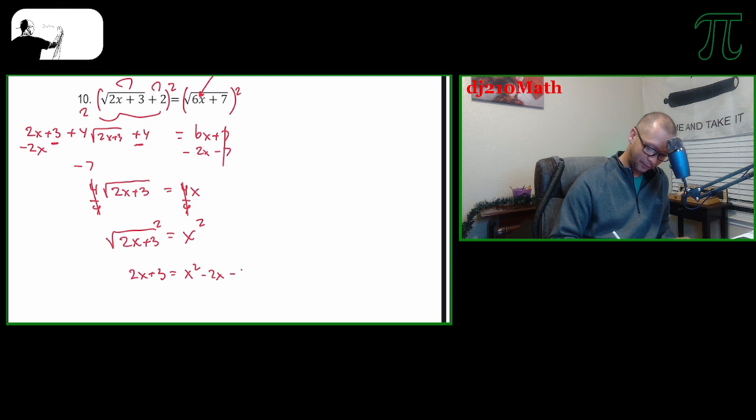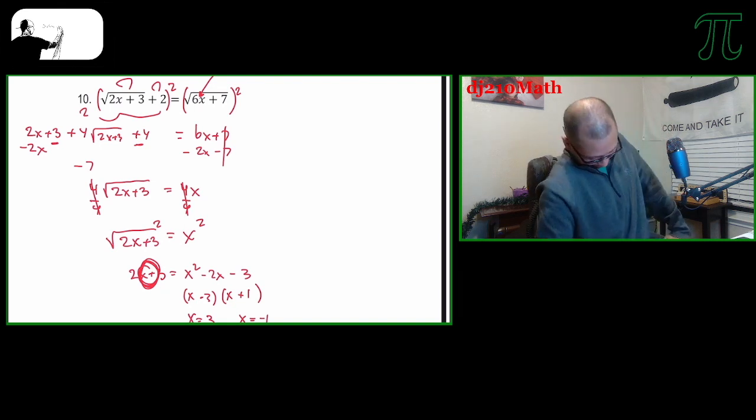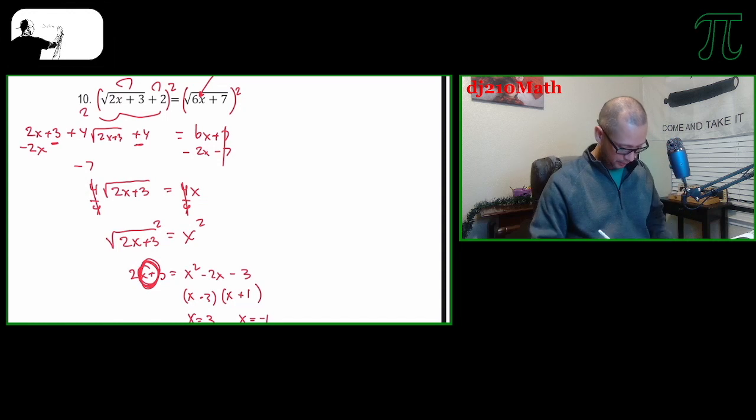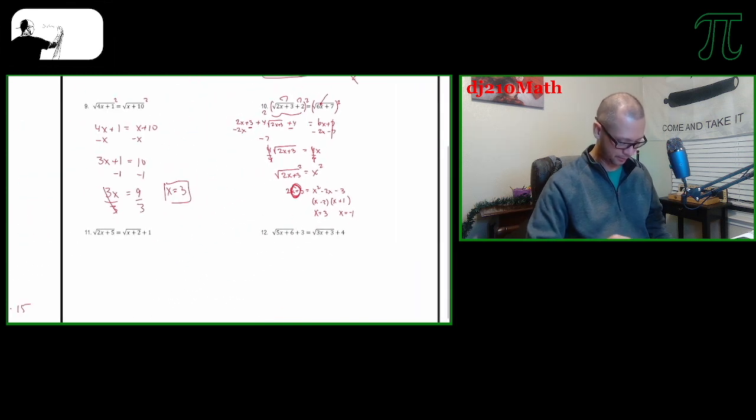Negative 2x, negative 3 equals 0. All right, this is better. 3 and 1. Three's negative, one's positive. So x is equal to positive 3. X is equal to negative 1. I'll let you figure out which ones work. That one's not obvious.